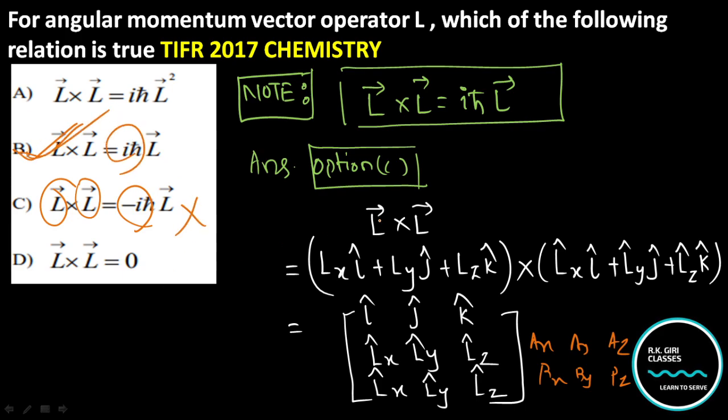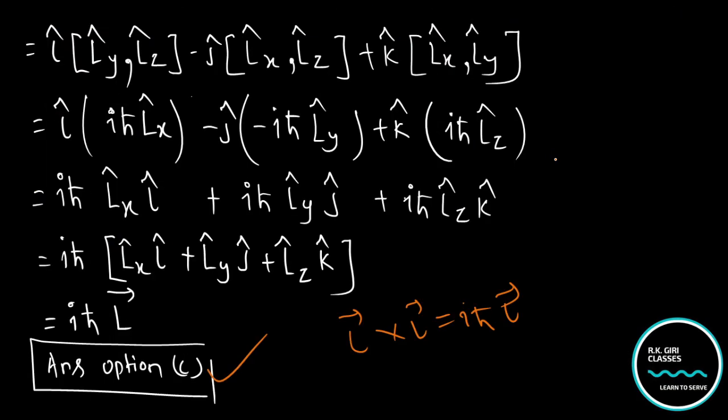Okay. Ready? Answer B. Sorry for this mistake. This is answer B. Clear this point? Okay. This is answer B.